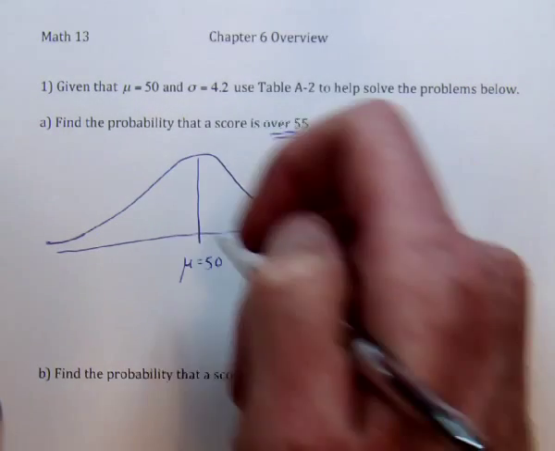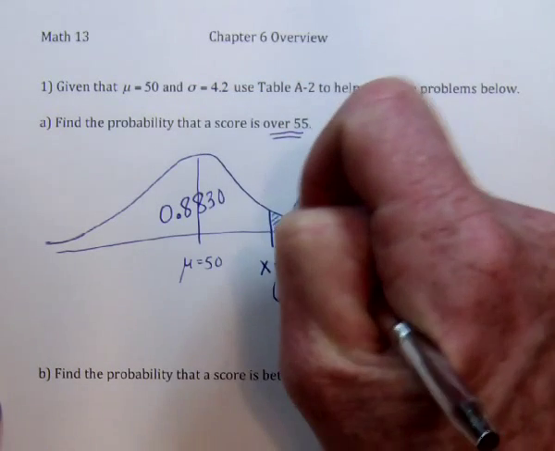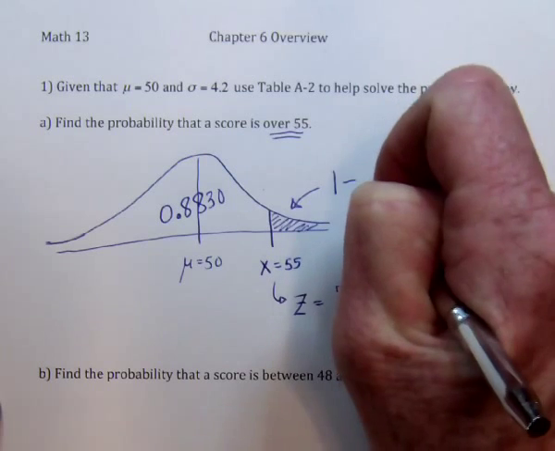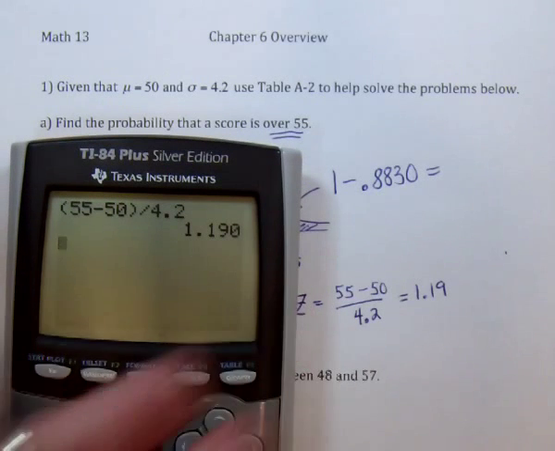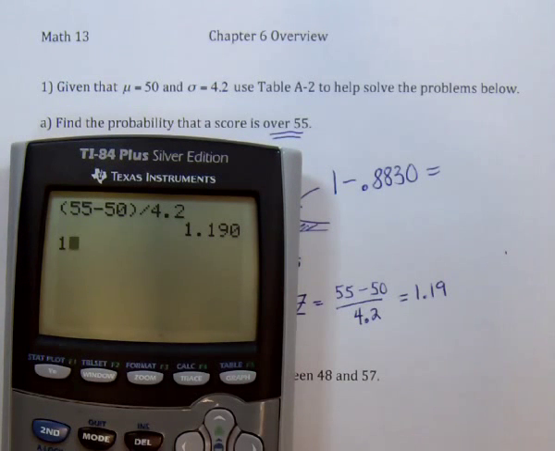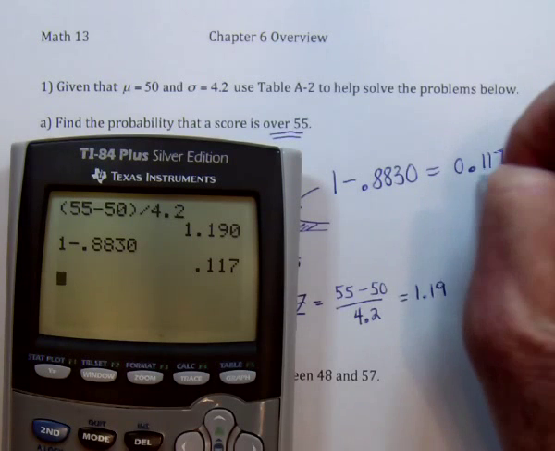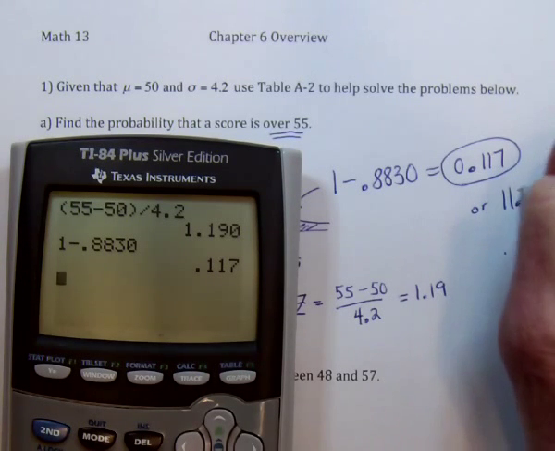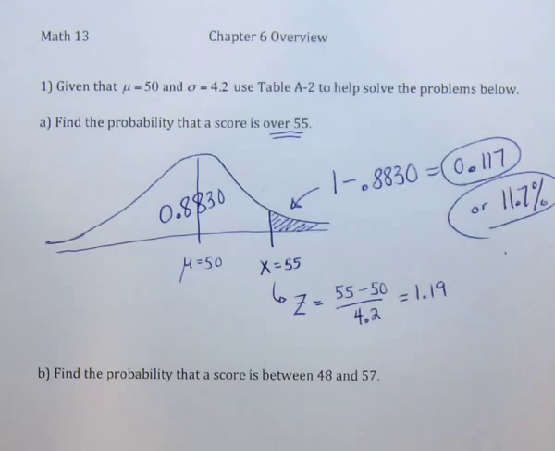Now, if you look at the picture, this is saying that the left side is 0.8830. That means that this side is 1 minus 0.8830. So 1, representing 100%, minus 0.8830 is 0.117, or 11.7%. So it would not be considered unusual to have a score over 55 because it's not lower than 5%, it's 11.7%.